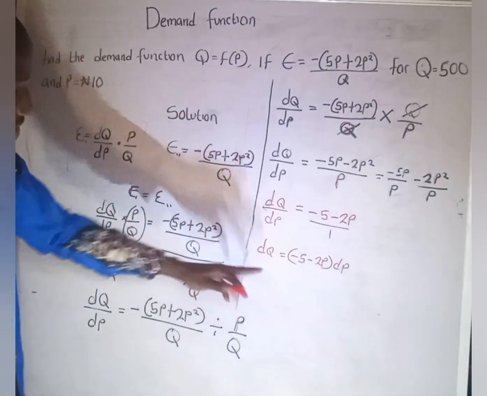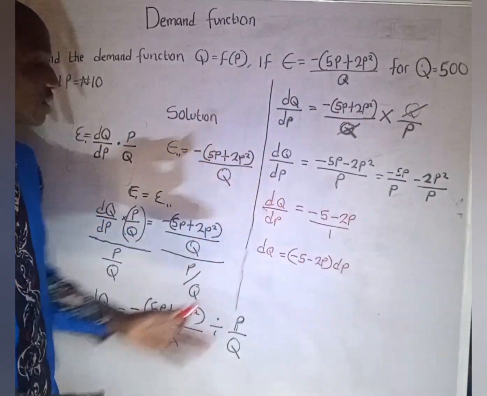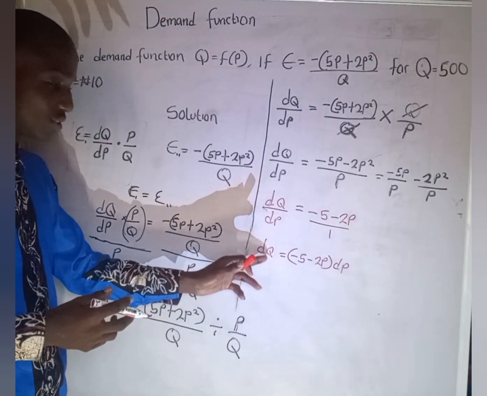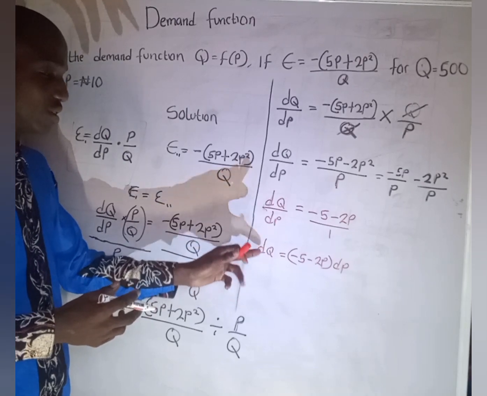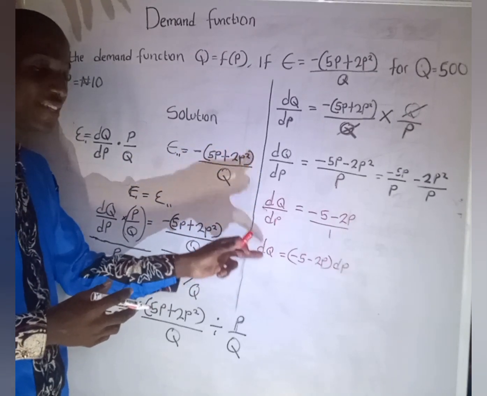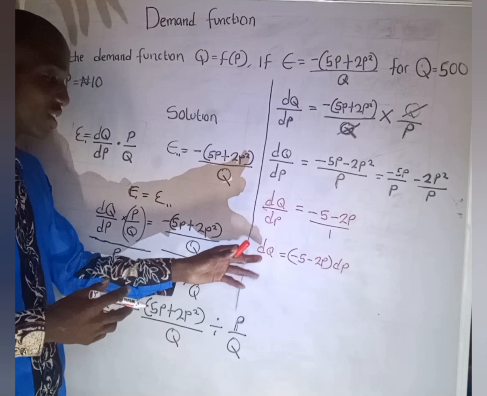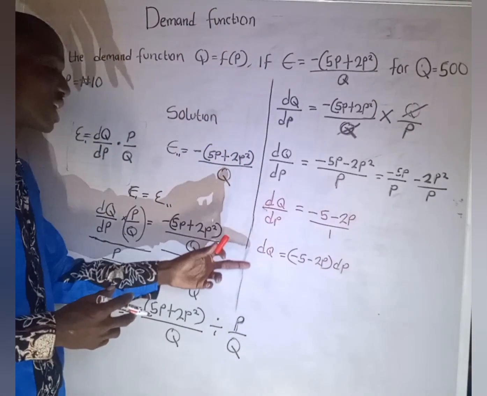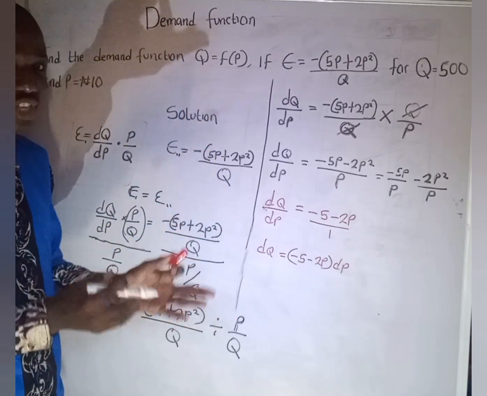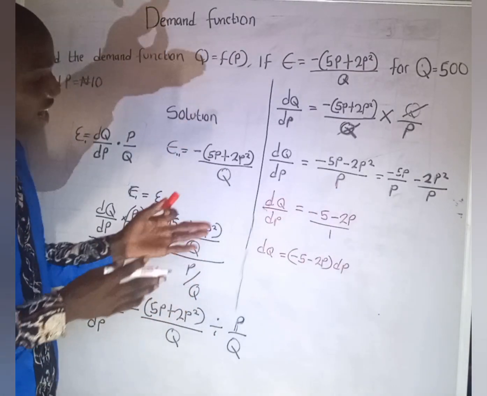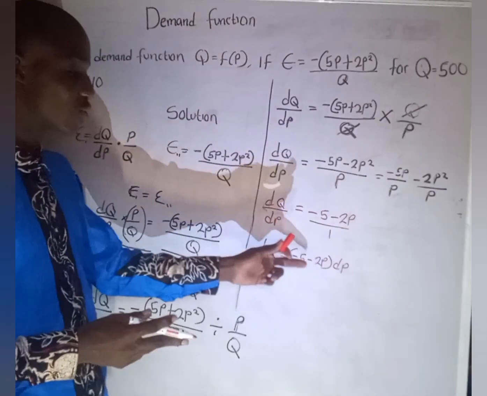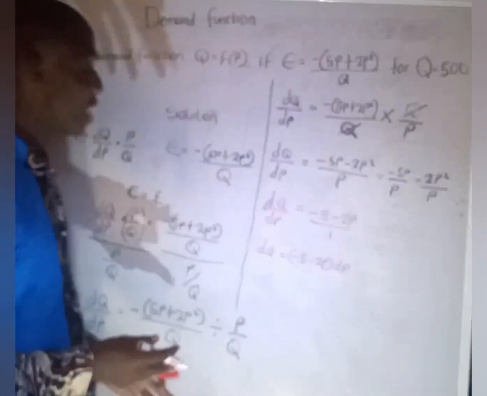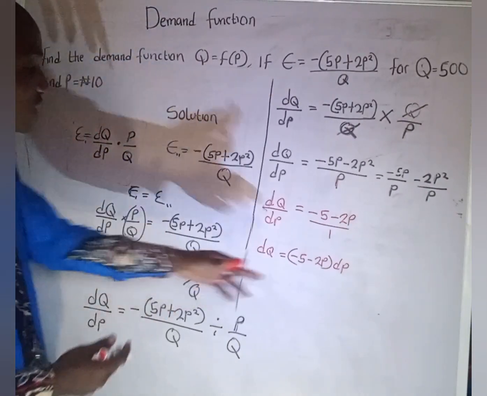Have you now seen how I got here? Don't forget, if I want to eliminate the differential state, if I want to change it from its differential state, I have to integrate such that I will have only Q. And I will integrate with respect to what is inside the bracket, and the variable inside the bracket is P. So I will integrate with respect to P.